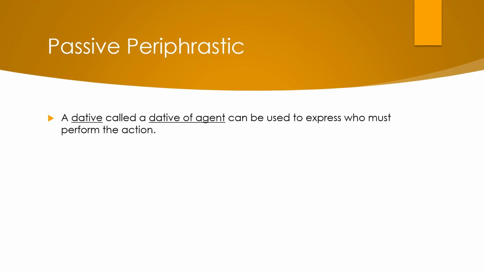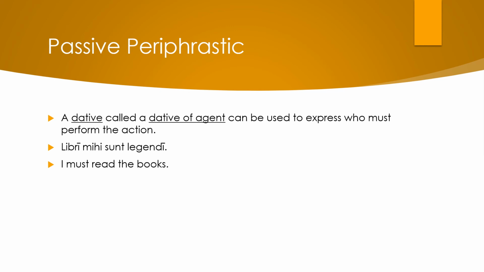Now, it is also possible to add a dative called a dative of agent to a passive periphrastic. We use this to express who must perform the action. So, we may take that previous sentence and add the word mihi, the dative of ego, which here would translate as I. And so we would translate this sentence as I must read the books.